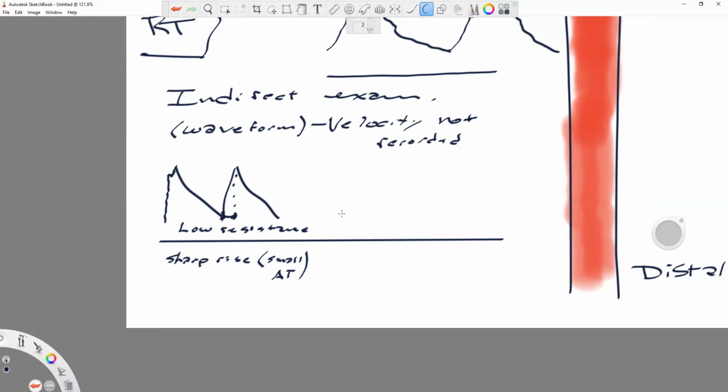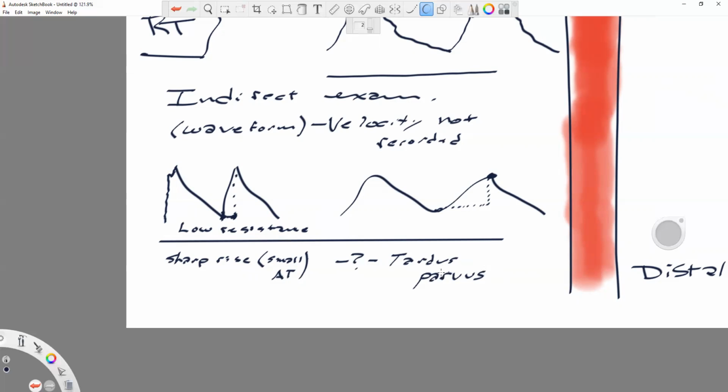Issues, of course, we all know. This one still has low resistance, but not a sharp rise. End diastole, peak systole, now the acceleration time is much longer. Acceleration time really tells us what? It tells us whether or not there is tardus parvus. This is an image of tardus parvus.